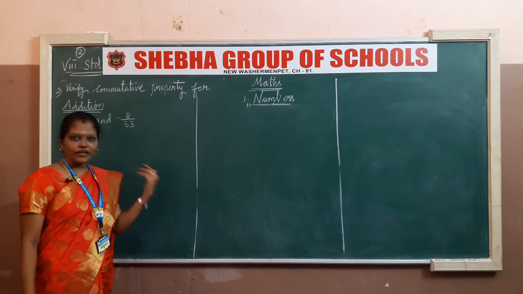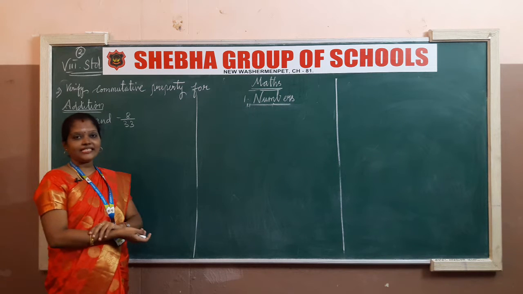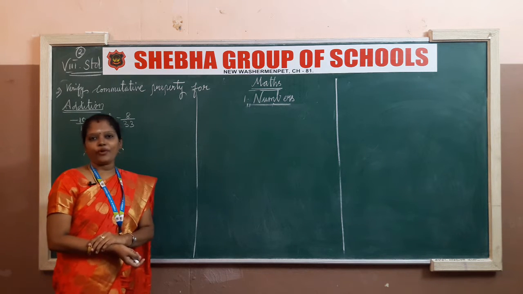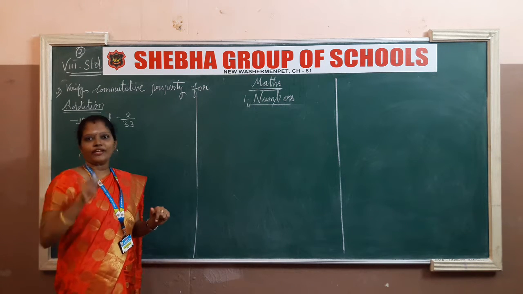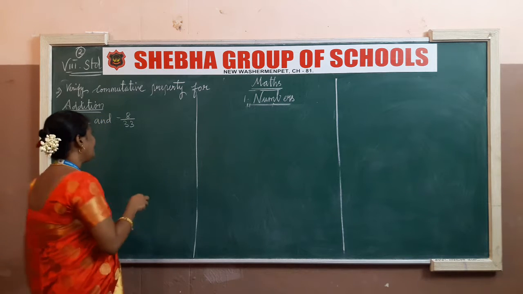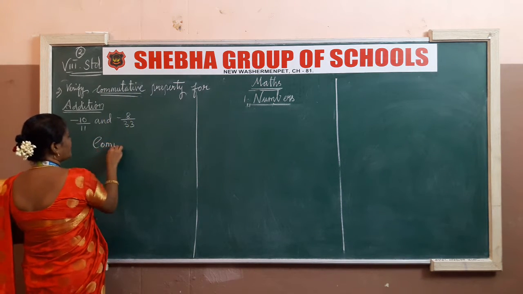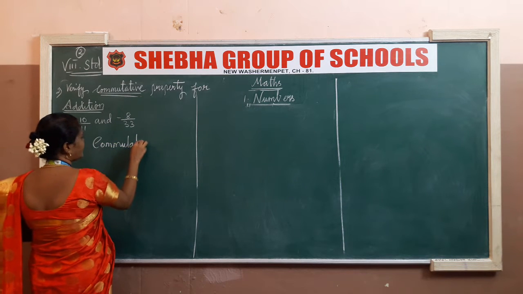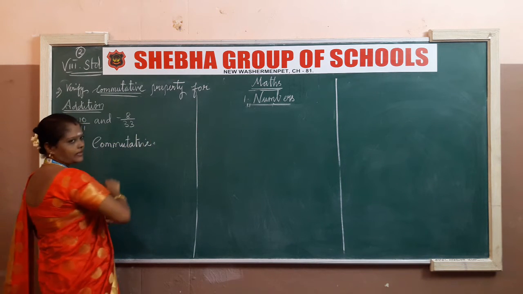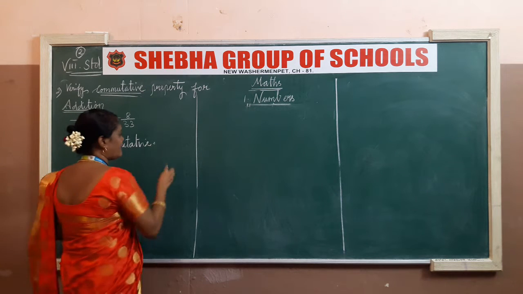Yes, children, now we are coming to the second sum. In the second sum, they are asking to find the commutative property. Now we are using the commutative property, your second property. What is the commutative property? Come on, let's give a small recall in your mind itself. What was the point I gave? It is the change of place value.